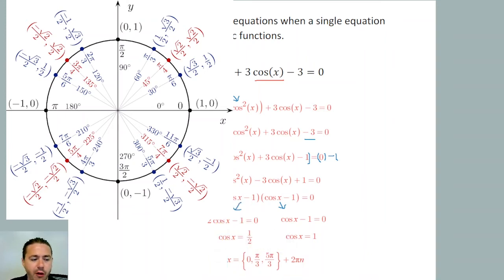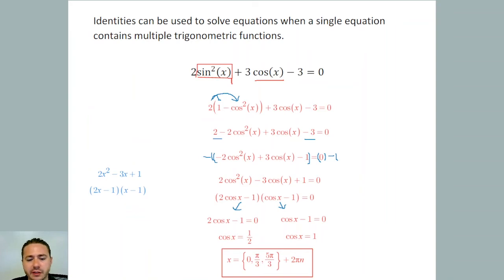All right, again, if all I ask for are the solutions on the unit circle, then you'll just list these three angle measures. All right, so that's it for that one. So this is an example of how we use the Pythagorean identity to solve an equation.